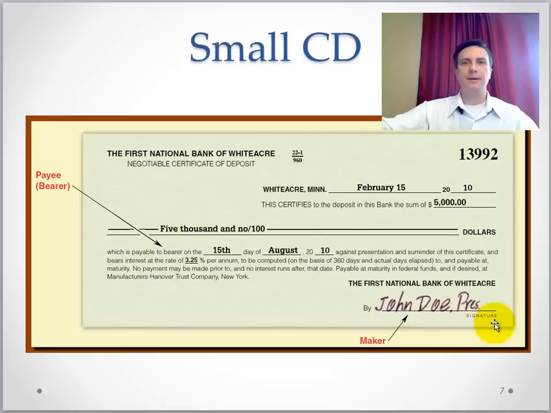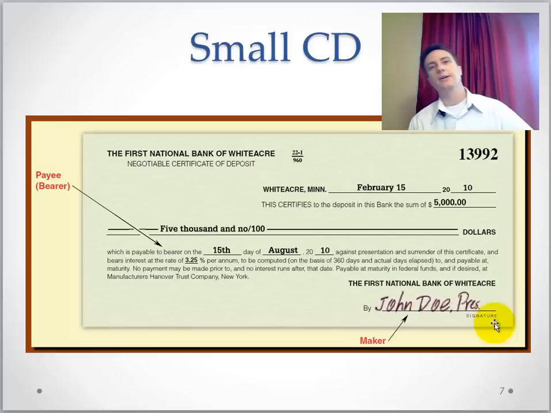I could go down and buy a $5,000 CD, and then I could give that to my son for his birthday because he's such a wonderful young boy and mows the yard so well. All right, and so a small CD would be the reverse of the parties, but still a negotiable instrument.